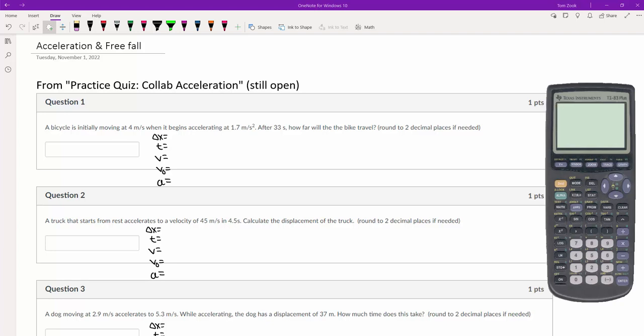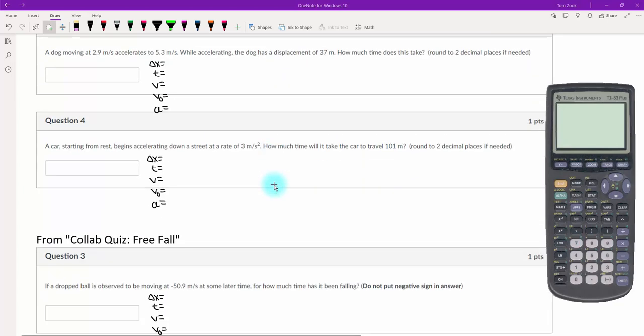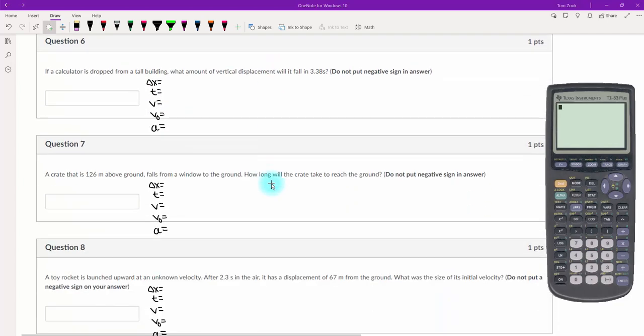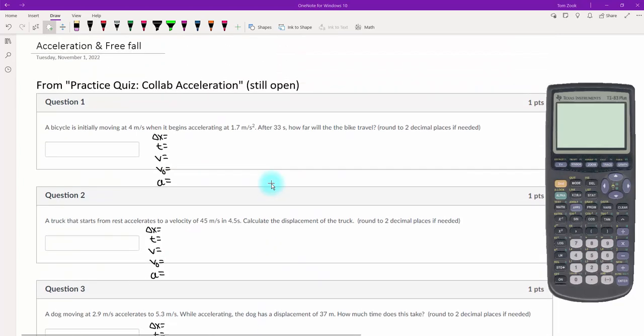Hello, we are going to be doing some accelerated motion problems. I pulled some problems from a couple of our quizzes that we had, one, a practice quiz on accelerated motion, which is still open that you can take, and the other, a CoLab quiz on free fall that we took. And I just pulled 9 problems total out of these quizzes just to show some of the setup and the equation and what you could do mathematically to get to an answer.